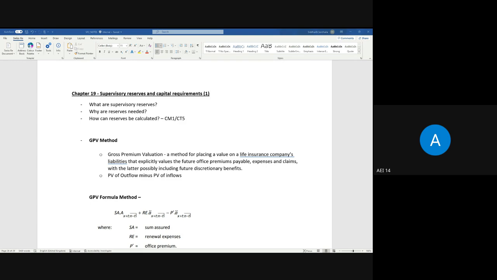Will the company use the supervisory reserves for every decision within the company? Will they be using the supervisory reserve calculation for decision making always within the company? What about that? What do you think? What would be the choice that the company goes for? For example, if they want to take certain decisions about the profitability of the company, would they go for the supervisory reserves? What do you all think? Any ideas about that?